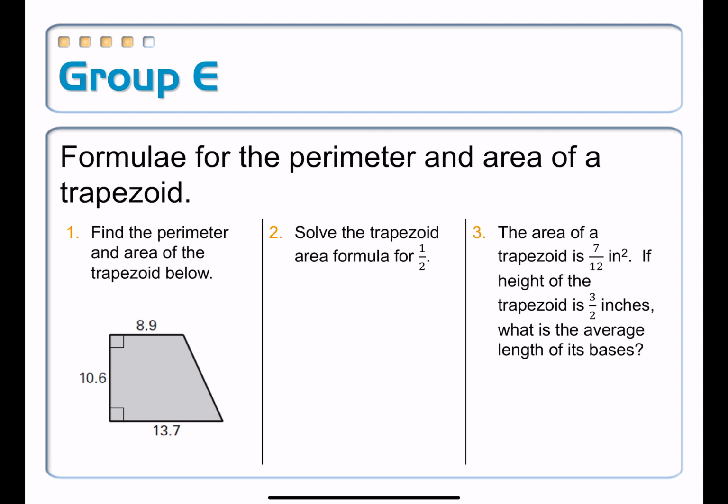Number 1, find the perimeter and the area of the trapezoid below. All right, and we have 3 little pieces labeled for us. That seems straightforward enough. It's probably not, though. Number 2, solve the trapezoid area formula for 1/2. Okay, we've done problems like that before.